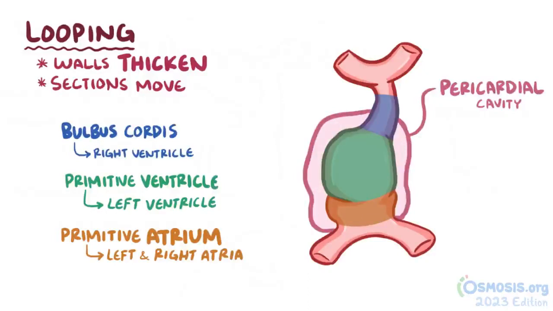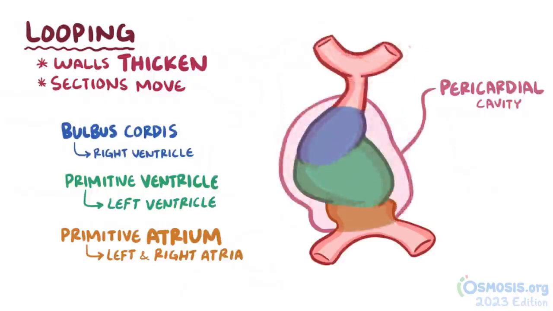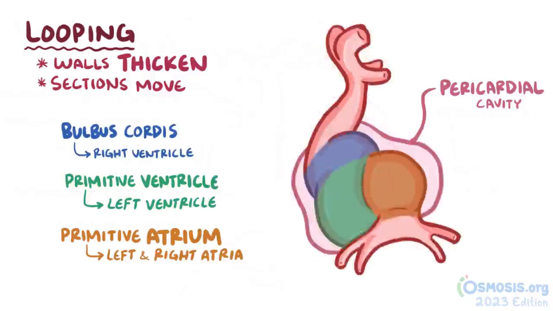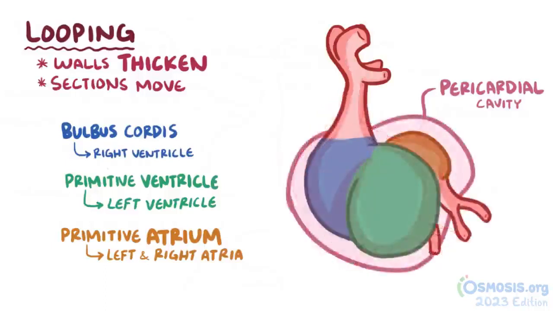The truncus arteriosus and bulbus cordis move down and to the right to form the top portion of the C, while the primitive ventricle bends to the right of the midline and a little to the front, forming the middle of the C. Finally, the primitive atrium and sinus venosus form the bottom of the C, and snuggle deeper inside the pericardial cavity.